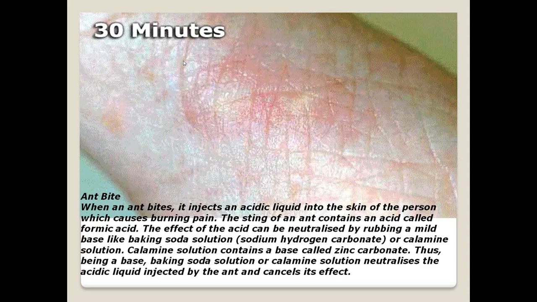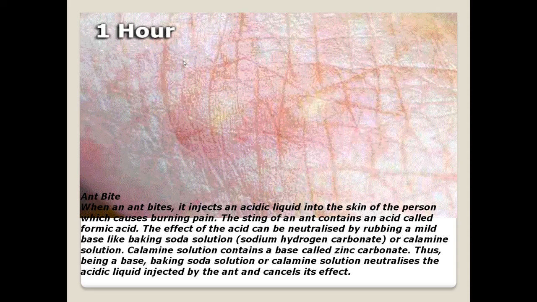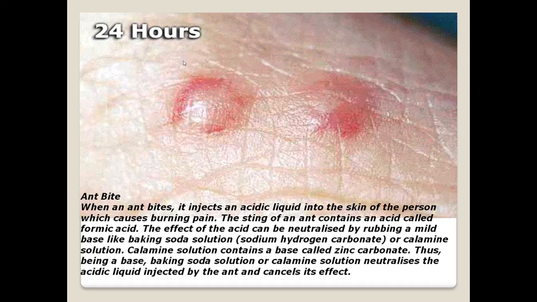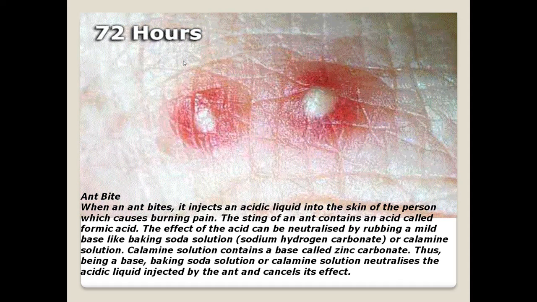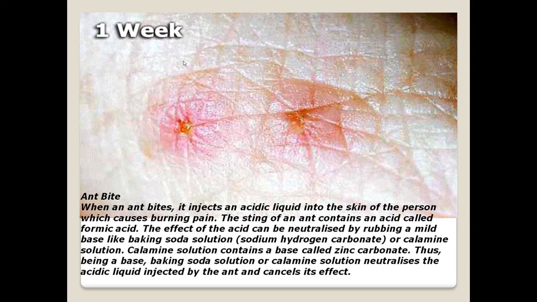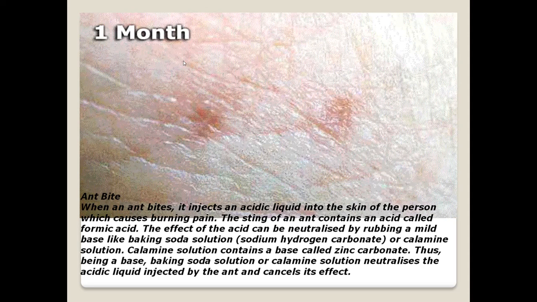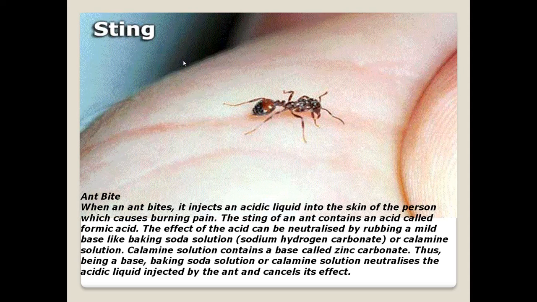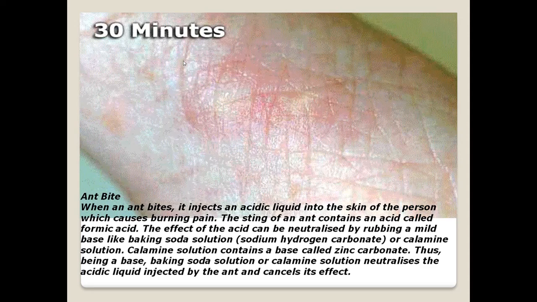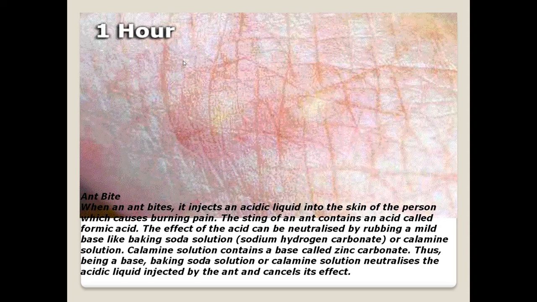Now let us learn about ant bite. Look at this given image. Here a person has got an ant sting or ant bite. When an ant bites, it injects an acidic liquid into the skin of the person, which causes burning pain. The sting of an ant contains an acid called formic acid. The effect of the acid can be neutralized by rubbing a mild base like baking soda. So whenever you are having an ant sting, you should immediately rub that area with baking soda solution.